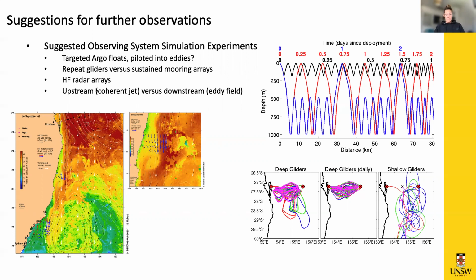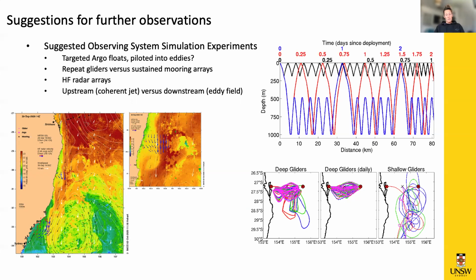We saw that the HF radar array had significant impact, and we now have a HF radar array further south in the more eddy-dominated region. And so we'll be looking in the future at the impact of this radar array, which measures the eddy field downstream rather than the more coherent EAC jet.